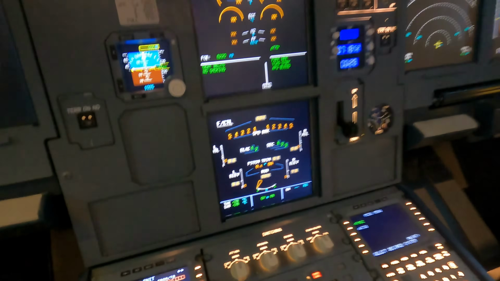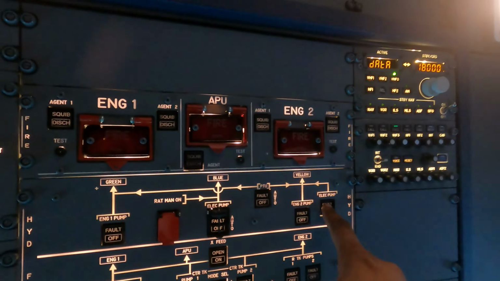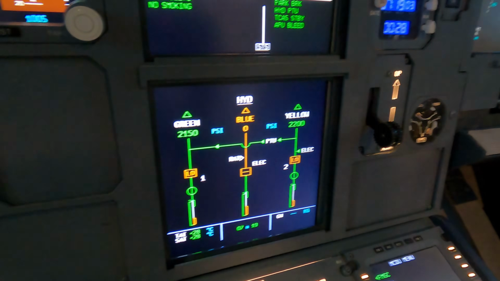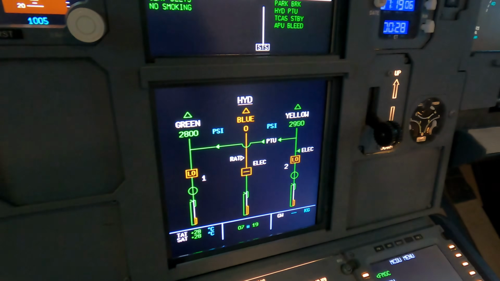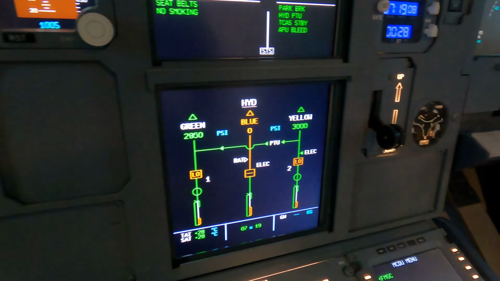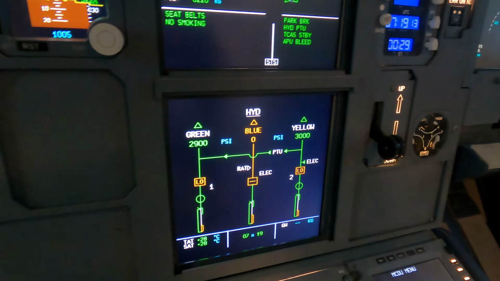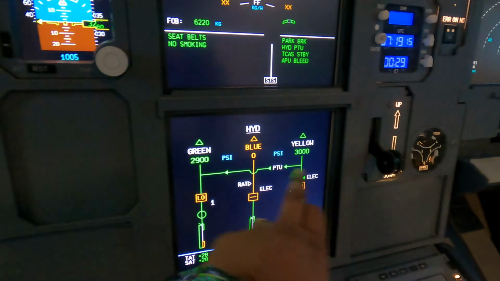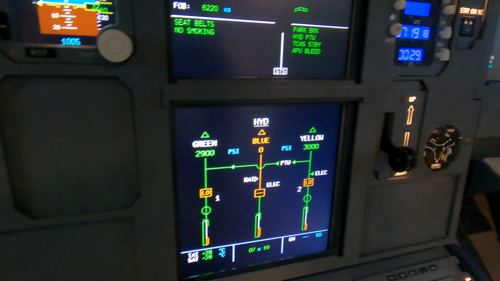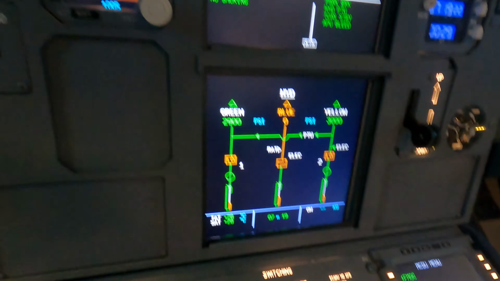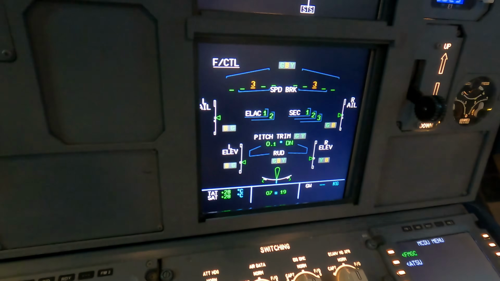Now let's come back to the hydraulic page, and let's come back up here and pressurize the hydraulics on the ground. Push. All right, here come the hydraulics. You'll hear a sound like a dog barking in the background. It's not a dog, that's the PTU. It makes that kind of sound. So if you like dogs, you'd like the PTU. So we've got 3000 psi there, and 2900 psi on the green system. Lovely, nicely pressurized.